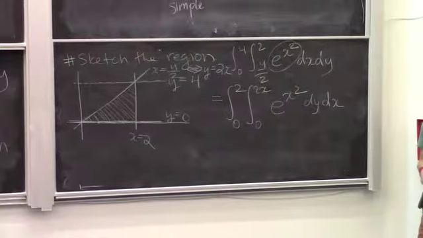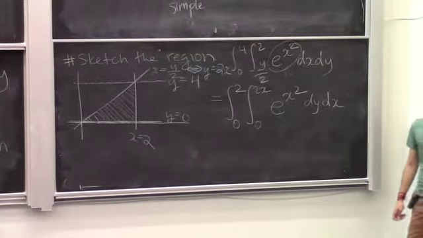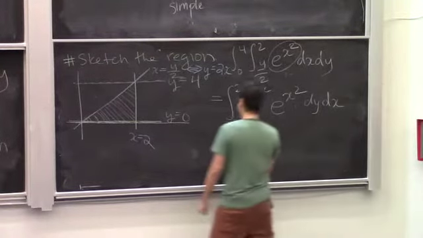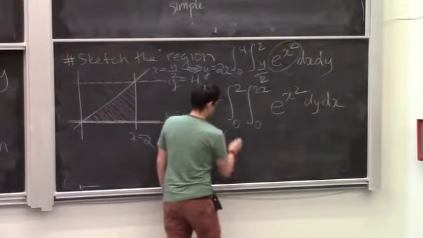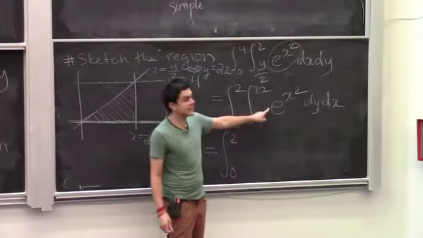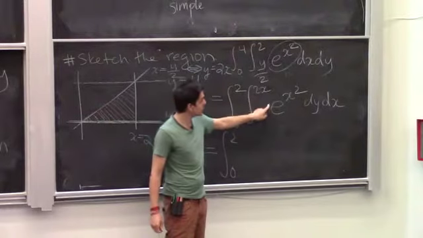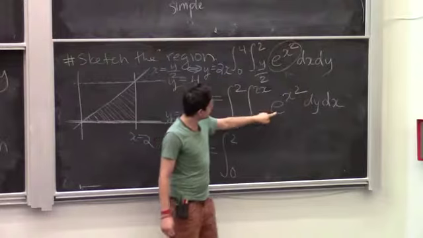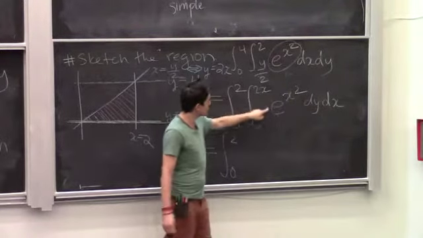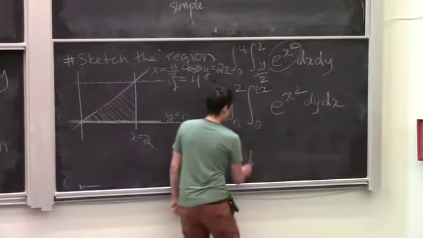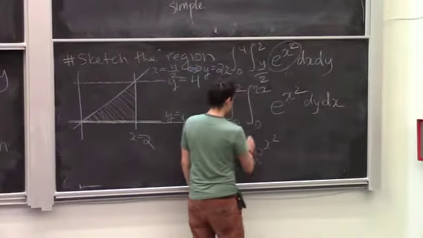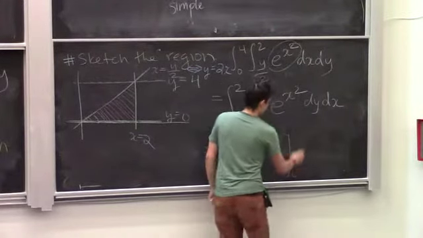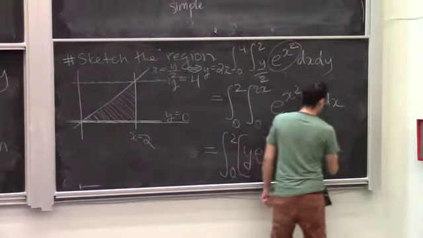Questions or thoughts about how those coordinates got switched? You guys are pros. Awesome. Okay. So now we're taking the antiderivative of this in terms of y. So we notice that everything in here is constant with respect to y. So we get y e to the x squared from 0 to 2x dx.